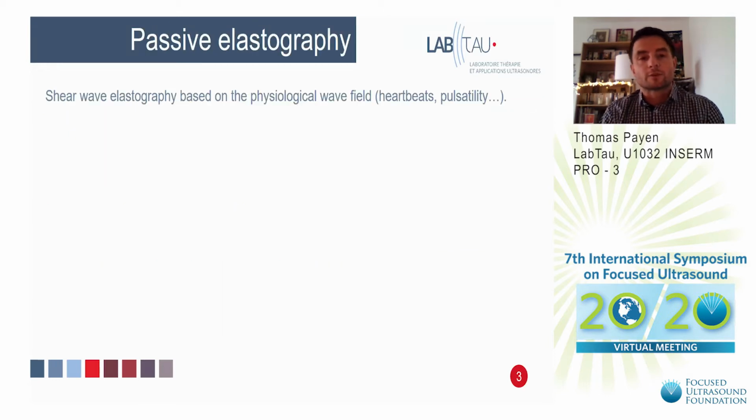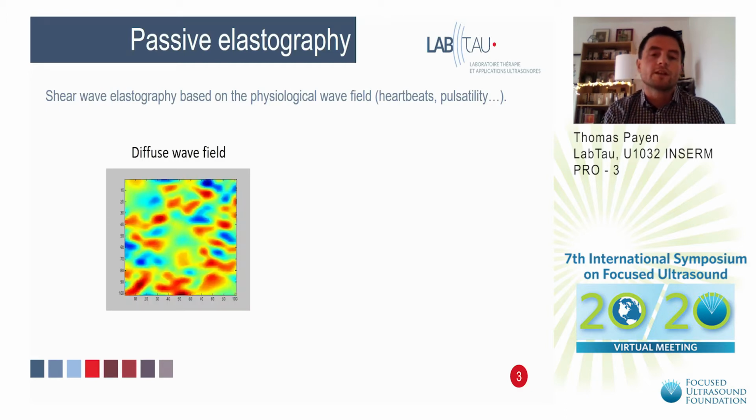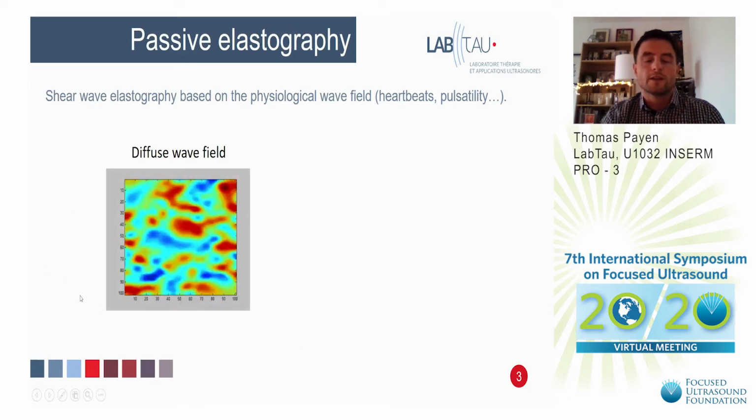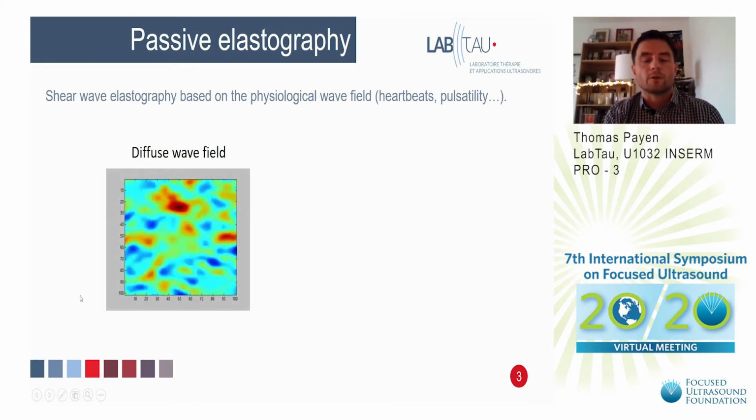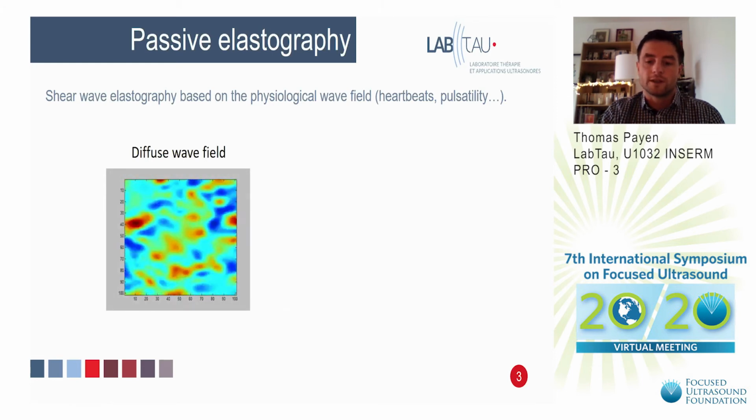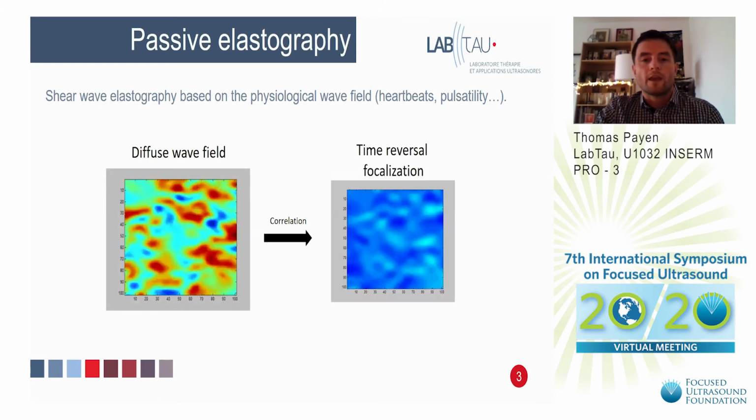That's where passive elastography comes into play. Passive elastography is a shear wave elastography technique, but it's based on the physiological wave field. So very briefly, we acquire a diffuse wave field, such as this one, very chaotic, and the whole field of view is under motion. And we use one of the points in this field of view.